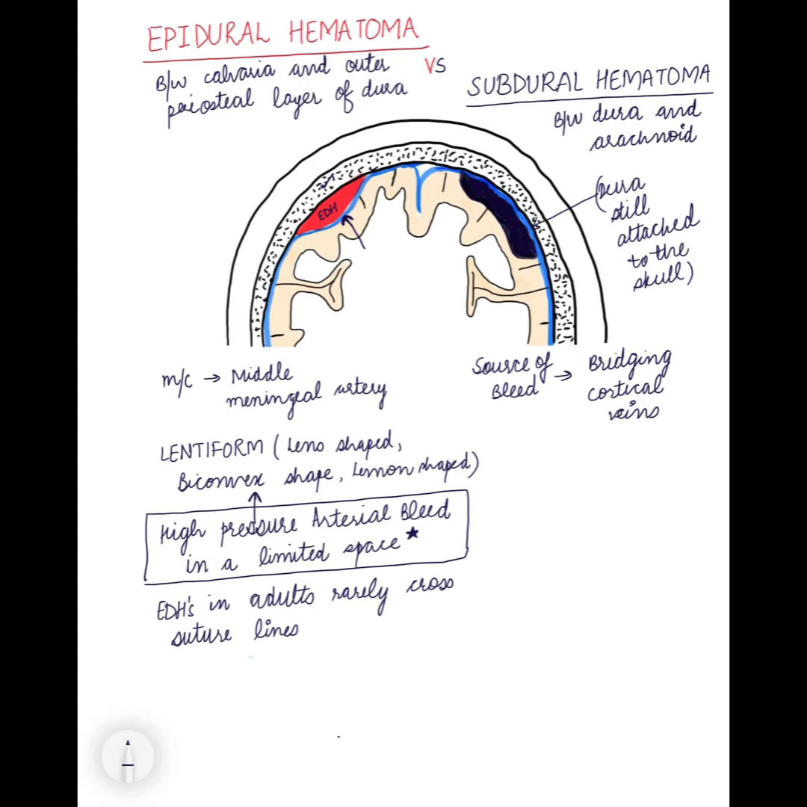And SDH shape is concavo-convex, also known as crescentic shaped, also known as moon shaped, or also known as banana shaped.